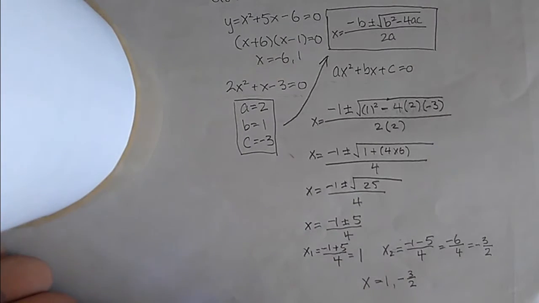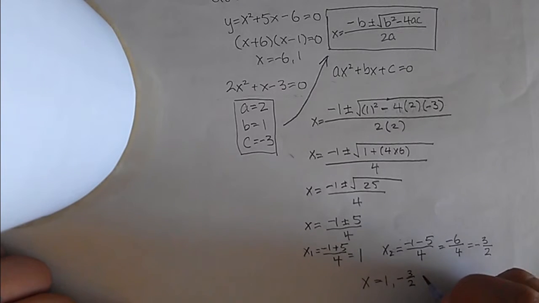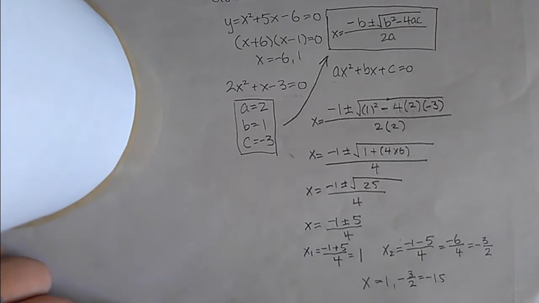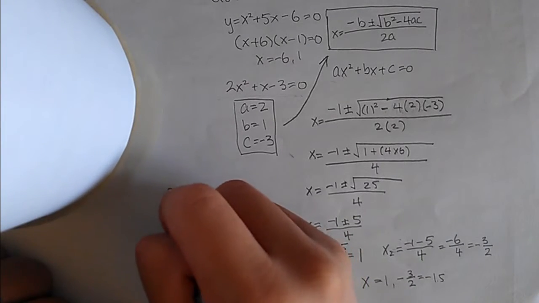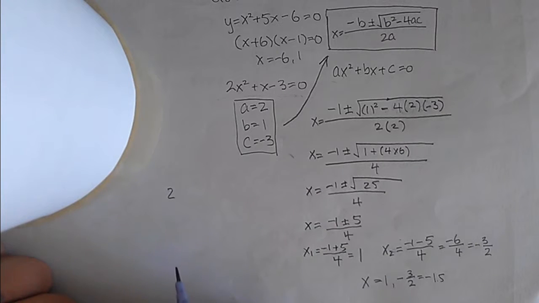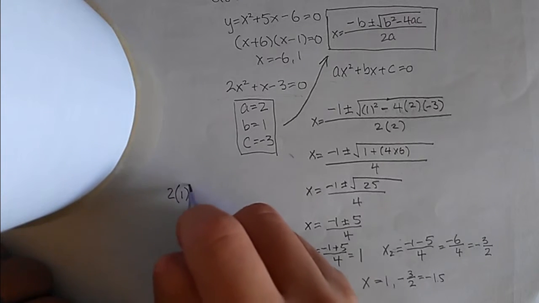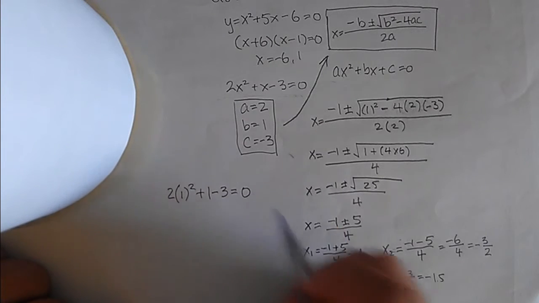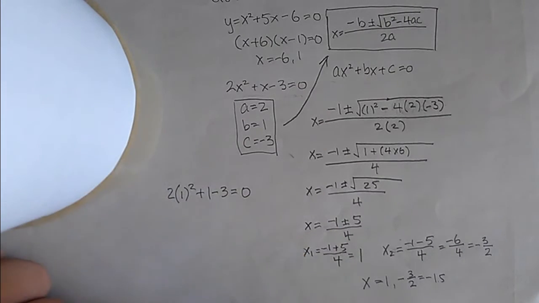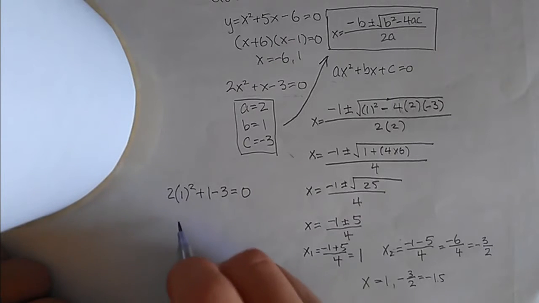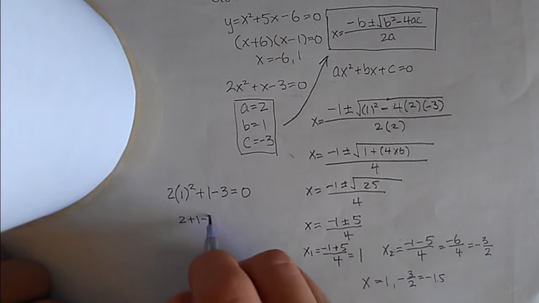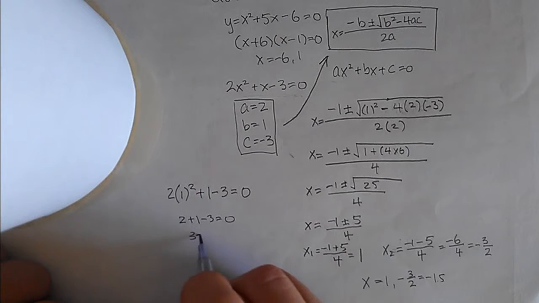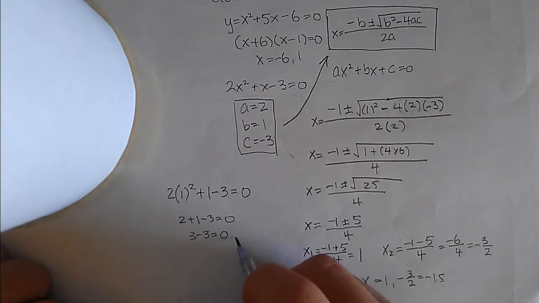Okay, now let's test out our answers. Let's plug in 1 and negative 3 over 2, which would be equal to negative 1.5. Now let's plug it in. So 2 times 1 squared plus 1 minus 3 should be equal to 0. So 1 squared equals 1. 1 times 2 is 2. 2 plus 1 minus 3 is equal to 0. 3 minus 3 is equal to 0, and we know that is correct.